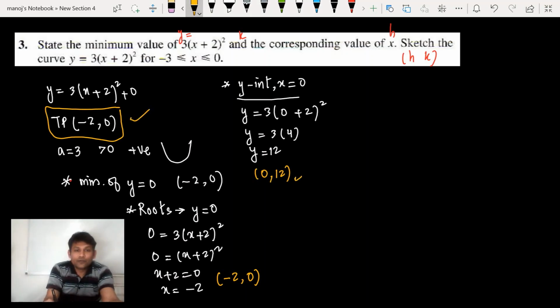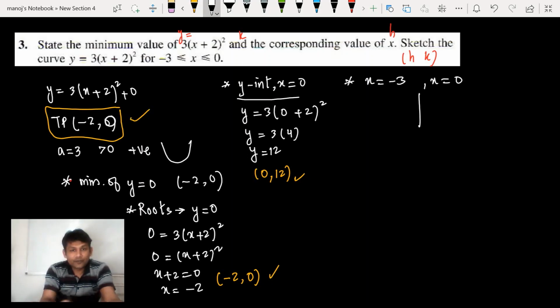But domain is given. When domain is given, we have to move to the fourth step. Step number 4. What is step number 4? I will put x equals minus 3 here, and x equals 0. I have to put these two values. And I put x as 3, minus 3.